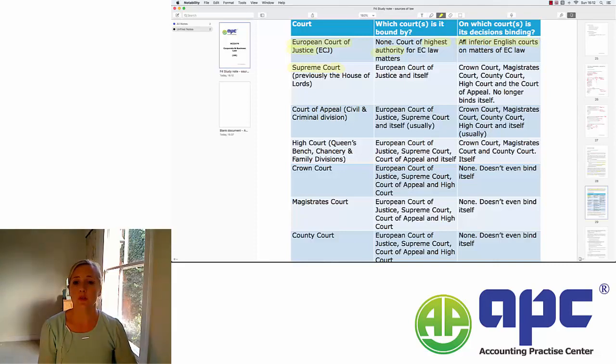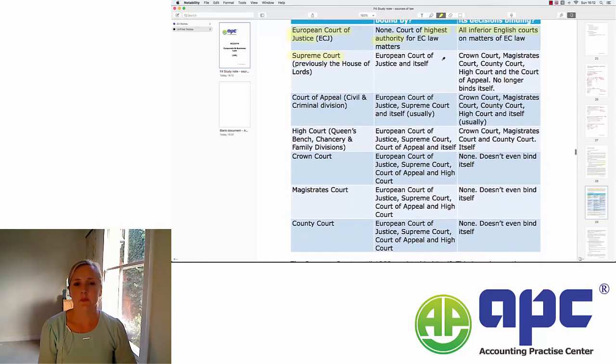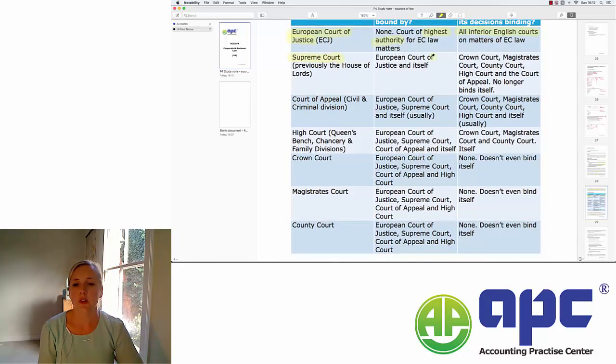The Supreme Court is bound by the European Court of Justice and itself. Now, I've put "itself" here and "no longer binds itself" here because the position changed, well, not that recently, in 1966. So the historic position was that the Supreme Court was not able to depart from its previous decisions. The 1966 practice statement means that that now isn't the case, but it's very, very rare that it happens. But it does bind all the domestic courts beneath it, from the Court of Appeal down to the Crown Court.